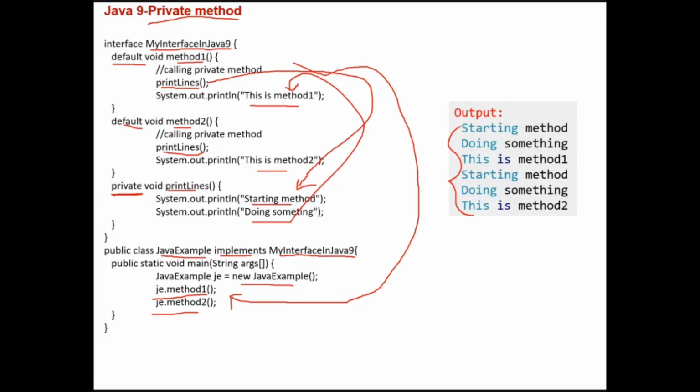So that's why one more method was introduced, that is the static private method. That method can be called from a default method and also from a static method.